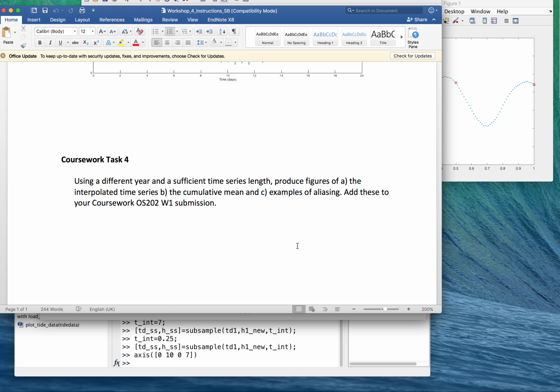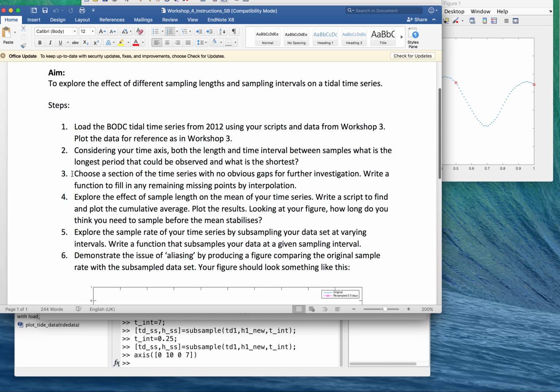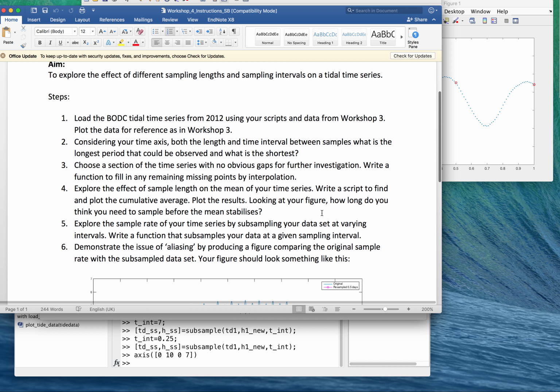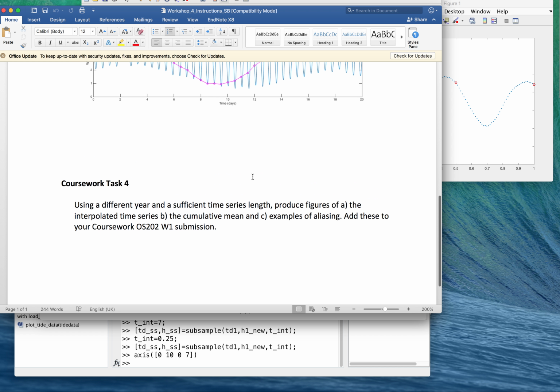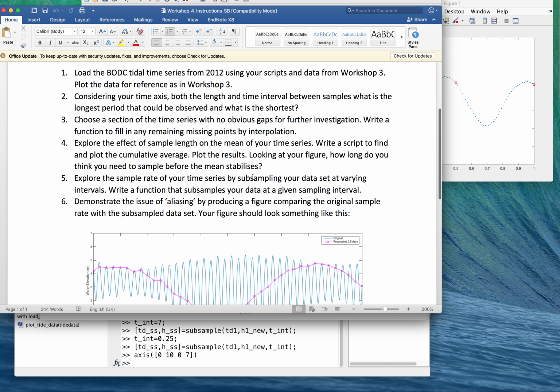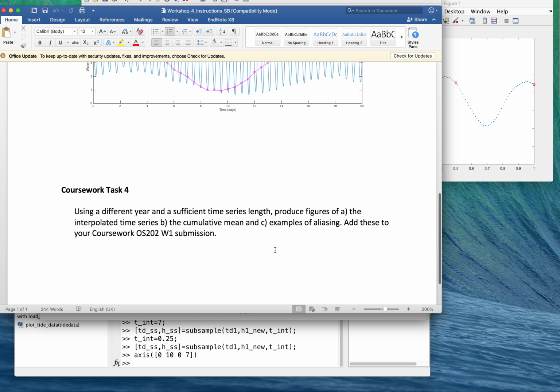Okay, so you should produce figures of the interpolated time series, which was basically what we did here. Choose in step 3, choose a section of the time series, write a function to fill in any missing points, and we plotted it up to check that it looked okay. And then produce figures of the interpolated time series. That was A. B. Plot the cumulative mean, which is what we did in step 4. Okay, write a script to find and plot the cumulative average, and then show some examples of aliasing.